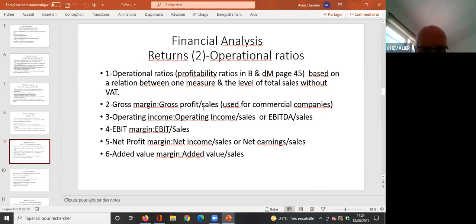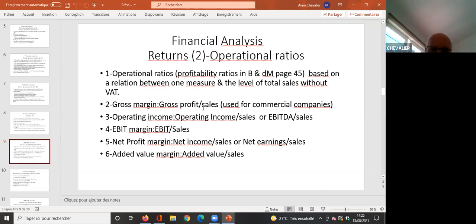First, in US-based terms, we have a gross margin, which is a gross profit. This is something you know in your accounting system, divided by sales, which is used mainly and is very important for commercial companies. So this is the first one, less important for industry.